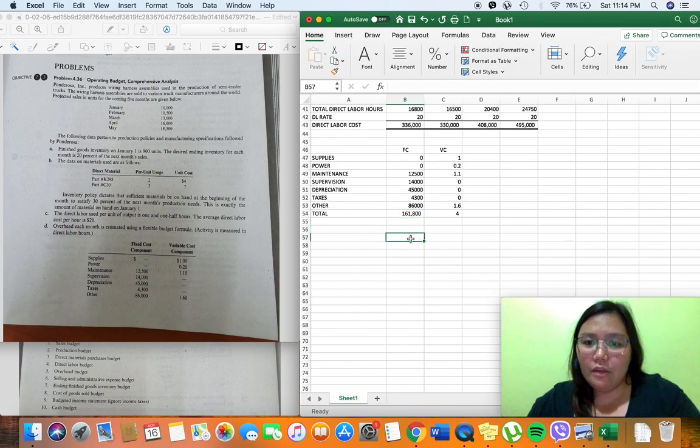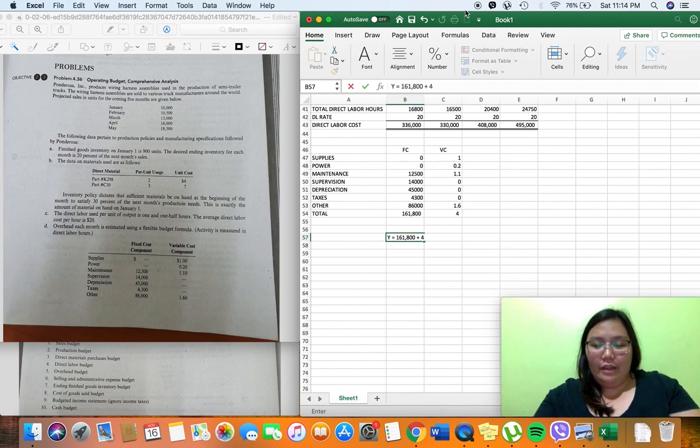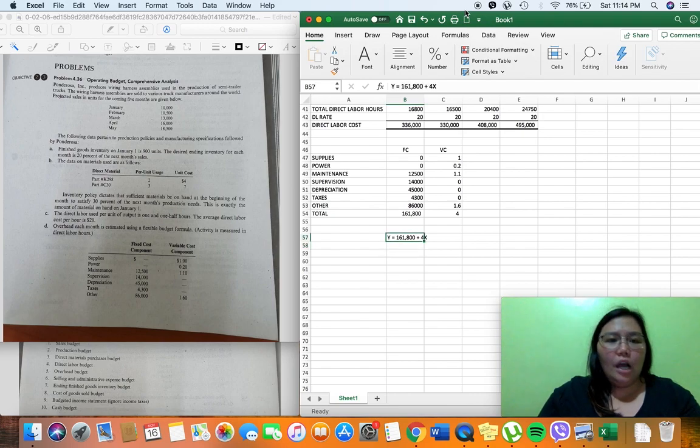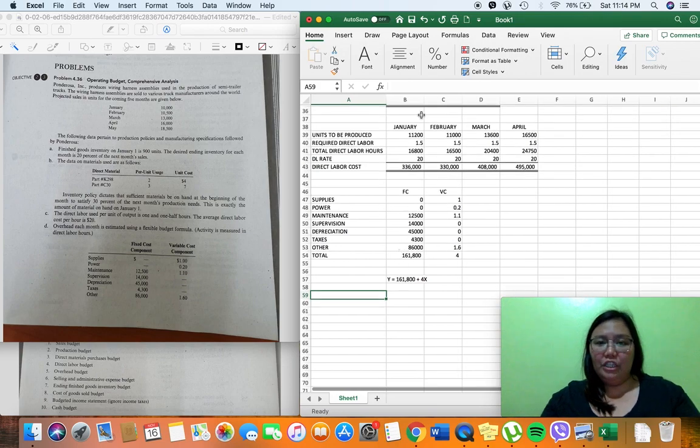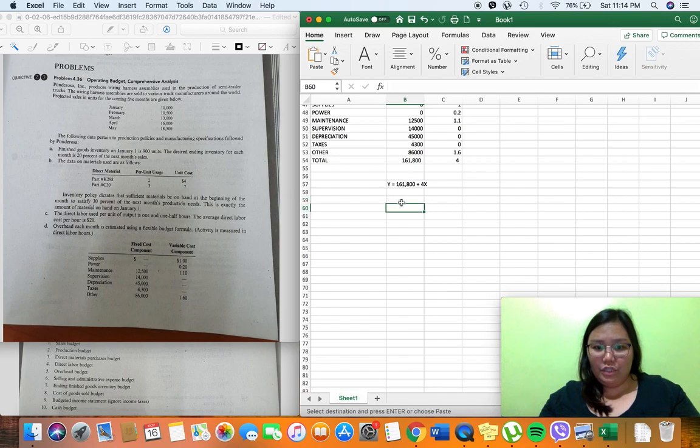So basically, our formula here will be y = a, which is the total fixed cost, 161,800, plus b, which is 4x, the x being the direct labor hours, because that is the activity driver for the overhead cost. Okay, so to compute our overhead budget for each month, we are going to use this formula.